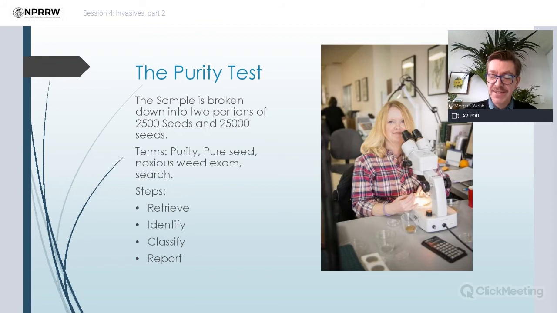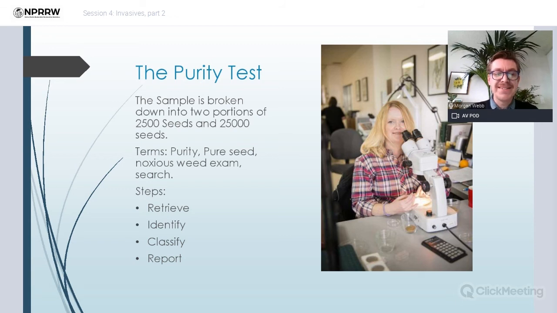But normally, in general, the sample is broken down into a couple of portions. One portion is 25,000 seeds, and that is used for noxious weed exam or count of other species by number. And then out of that 25,000 seed portion, we pull out a 2,500 seed portion, so 10% of that sample, for what is sometimes called the purity exam or the pure seed exam or the percentage test. And that's when we report contaminants by percent or the amount of pure seed by percent. And I'll show you a little further how that works.